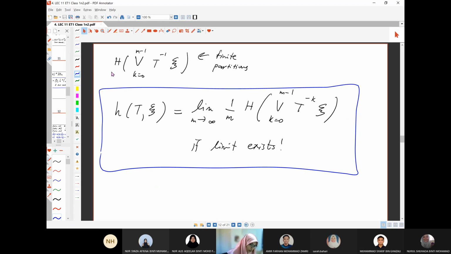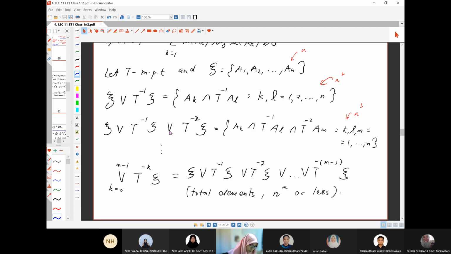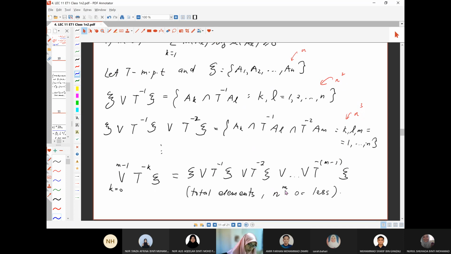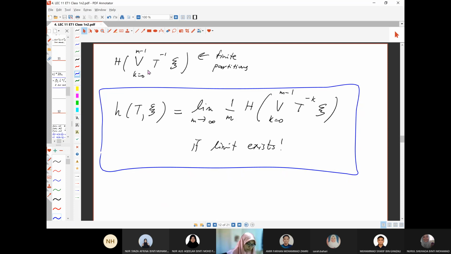So if you join the image and the pre-images, here you have at least n to the power of m elements because we consider the finite partitions. And to find the entropy of this join of finitely many m partitions, you can find it using the limit. To find this limit, we use this formula. That means we want to find the entropy of the transformation with respect to the partition, so we have to use the limit.